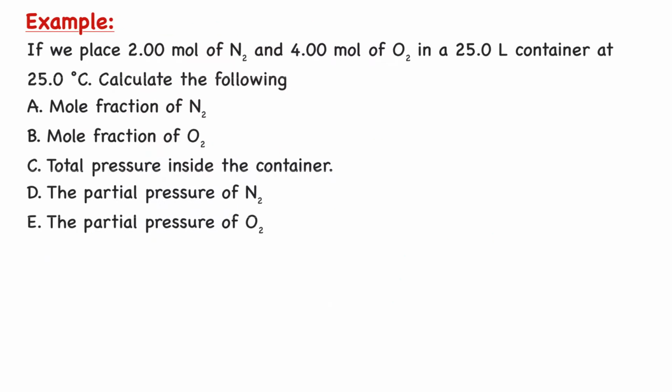Let us do an example problem. If we place 2.00 moles of nitrogen and 4.00 moles of oxygen in a 25-liter container at 25 degrees Celsius, calculate the mole fraction of nitrogen, mole fraction of oxygen, total pressure, the partial pressure of nitrogen, and the partial pressure of oxygen. Let us first calculate the mole fraction of nitrogen.